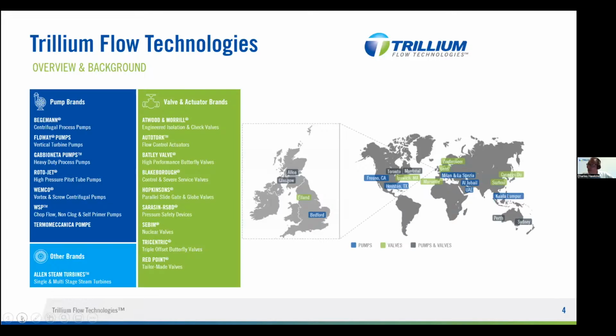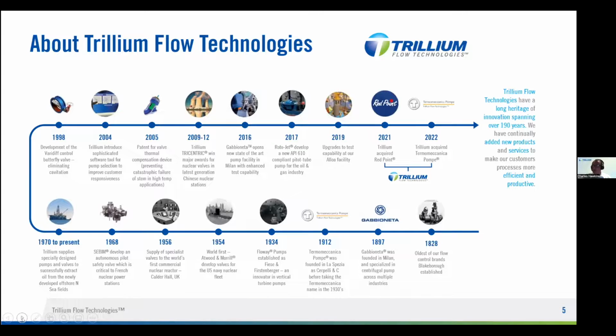Trillium are a group of companies specializing in the supply and lifetime support of pumps, valves, and steam turbines, with a global footprint for manufacture and lifetime aftermarket and service support. The slide here details the significant heritage of our well-known brands, with a rich history dating back over 190 years within flow control and pumping applications. Our pump heritage of over 110 years of globally recognized brands serves key industries such as oil and gas, power generation, industrial and wastewater applications.